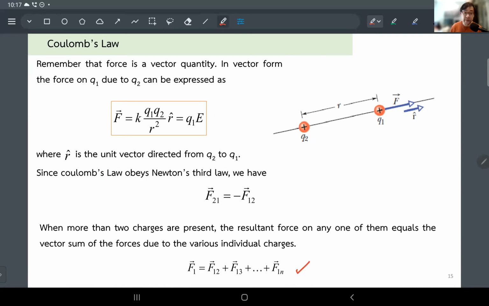Okay, so if you would like to figure out the force on a particular charge, for example charge number one, and you have charge number two, number three, number four, all the way to the end acting on it, all you need to do is sum all those forces due to each pair. So one acting with two, one acting with three, one acting with four, and so on. And then you sum all those vectors. We'll see this in our exercise right now.